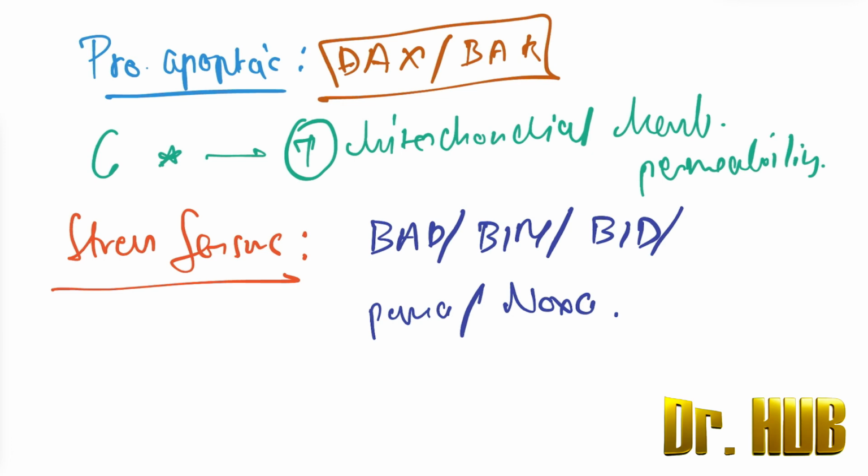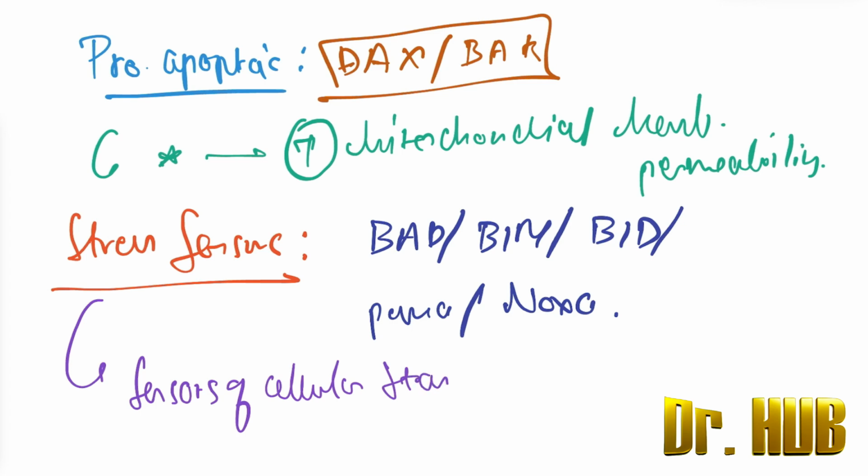These stress sensors act as sensors of cellular stress as well as damage, and regulate the balance between the other two groups.